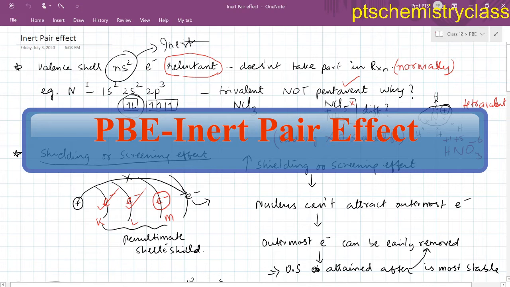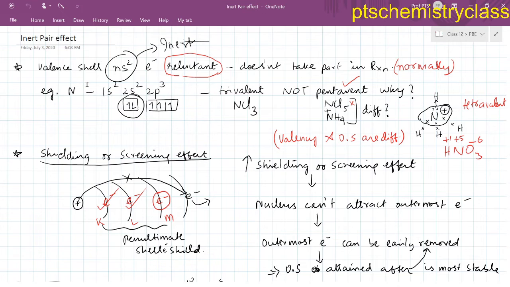block elements. Unless you remember and understand this concept thoroughly, it will be difficult for you to predict the trend in the chemical reactivity and other physical and chemical properties of all the elements in the P block, all the group 15, 16, 17 and 18 elements. Okay, so what is inert pair effect?